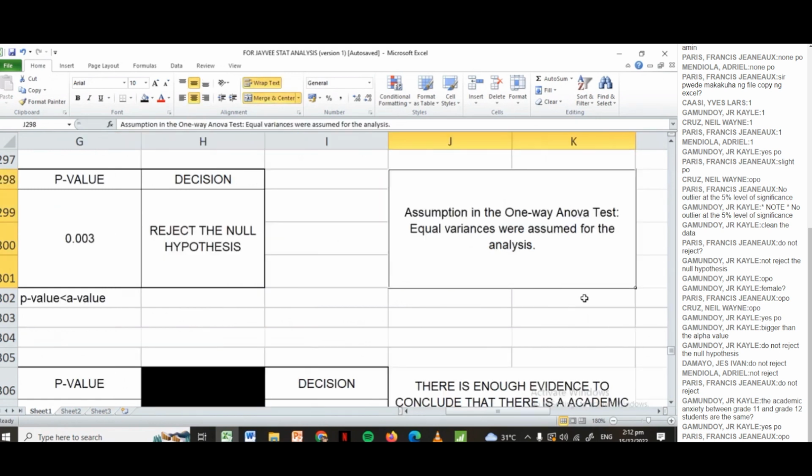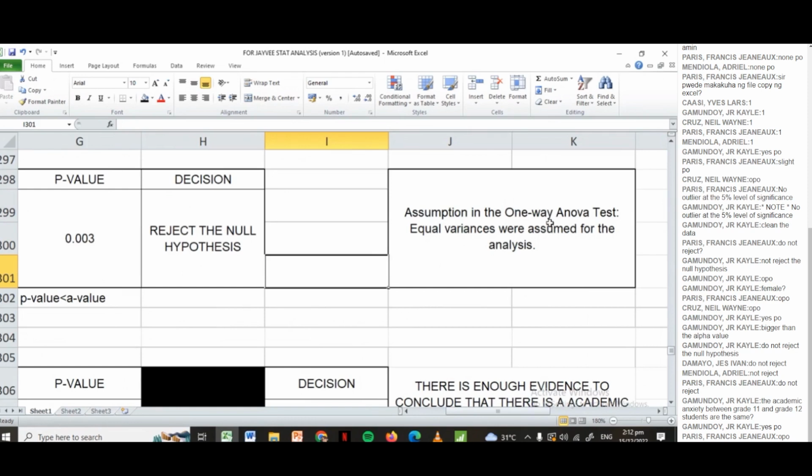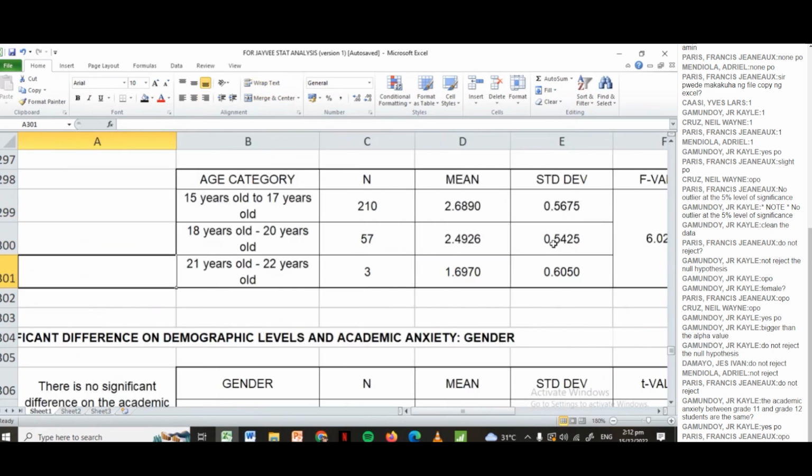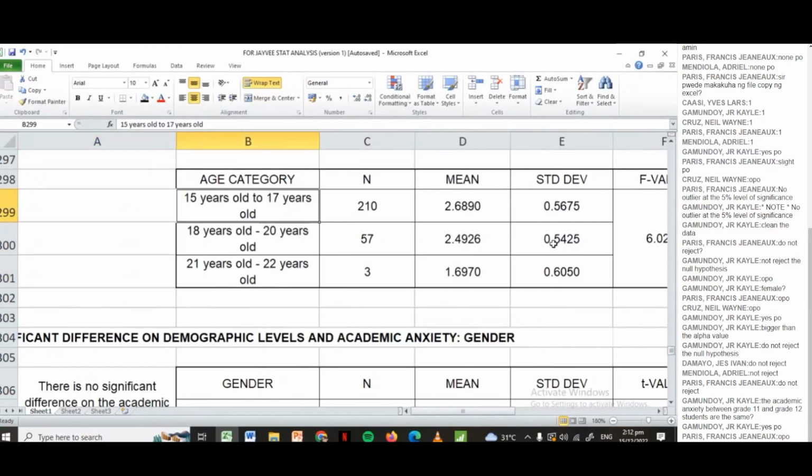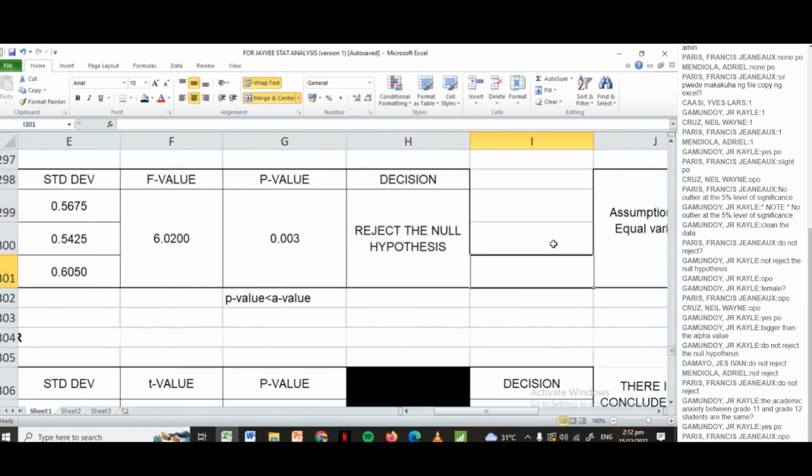Again, anong implication nito? Implication nito is that, again, there is enough evidence, no, to conclude that there is an academic anxiety difference between the age groups, no, between age, okay, or among the age groups in this particular category. Okay?